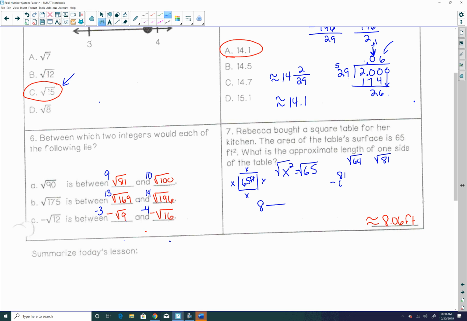To figure out the denominator, 81 minus 64, the difference in the two perfect squares, is going to be 17. To figure out the numerator, it's the number I'm looking for minus the lower perfect square. So it's about 8 and 1/17, which I'll work out with long division.